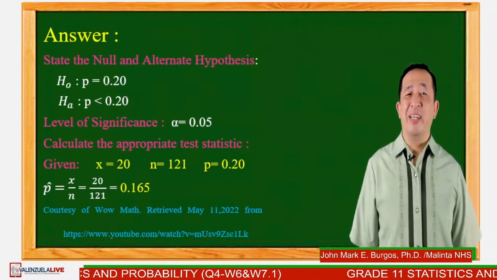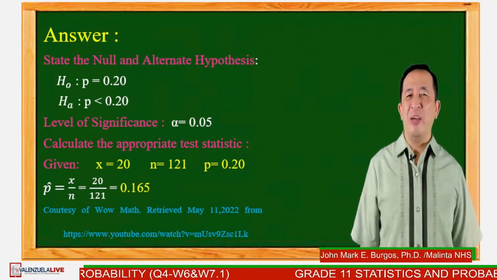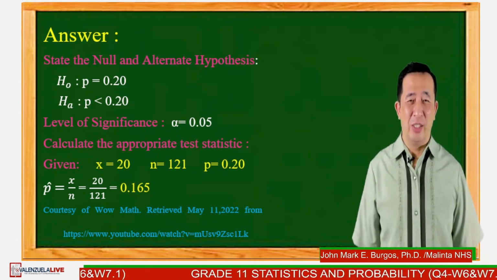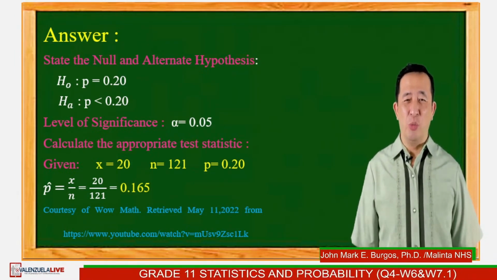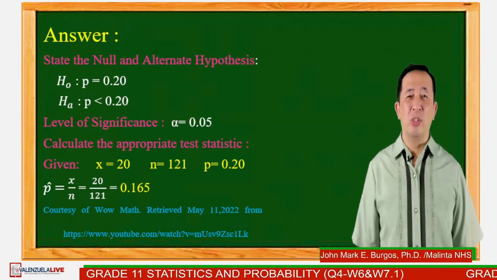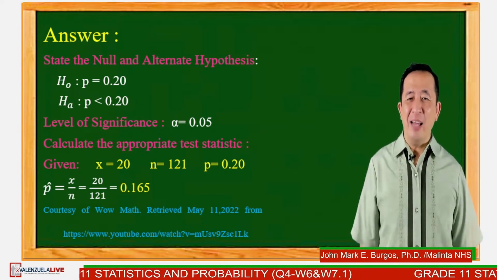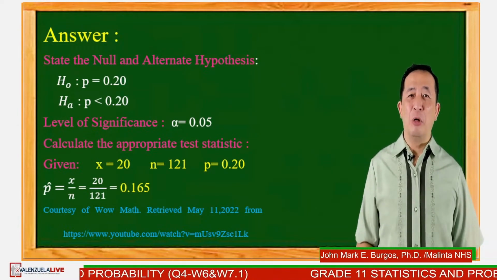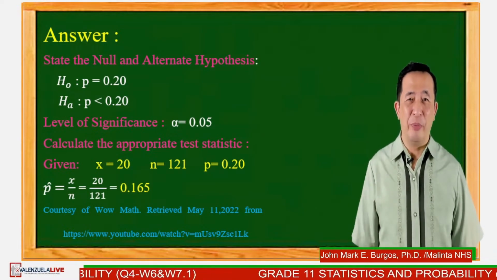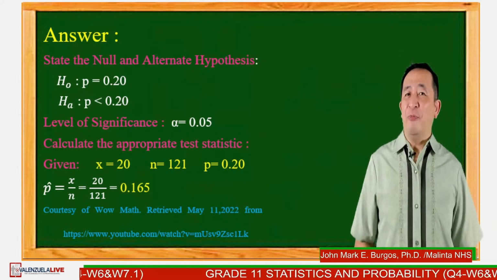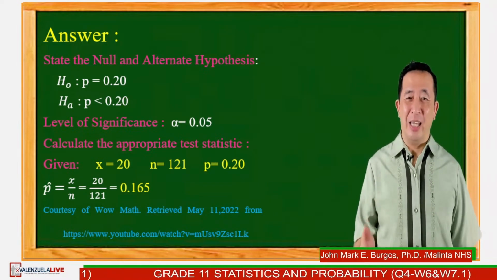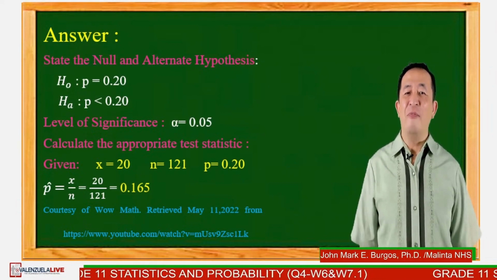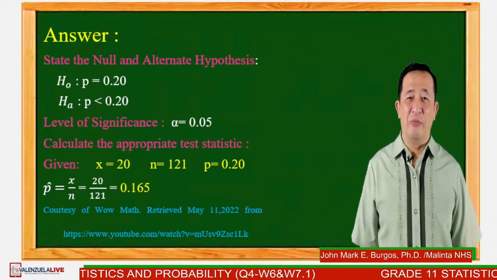Now let's answer the question. The first thing we have to do is to state the null and alternate hypothesis. So the null hypothesis will be P is equal to 0.20 and the alternate hypothesis will be P is less than 0.20, or less than 20%, based on what is stated in the problem. The level of significance is alpha is equal to 0.05.